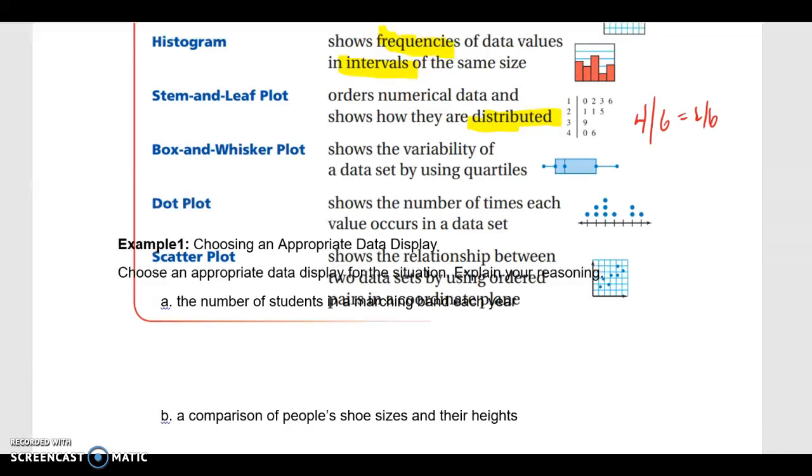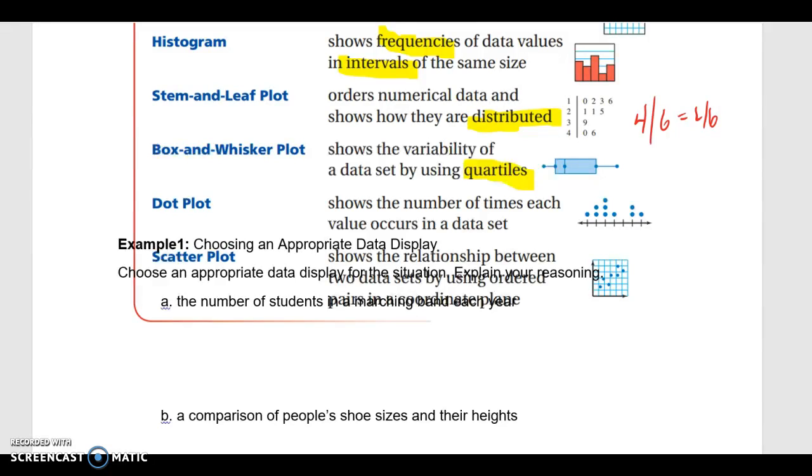Next we have our box and whisker plot, and that is used to show variability of data. You want to organize into quartiles, so into fourths. So it separates into a lower quartile, so first quartile, a second quartile, a third quartile, and a fourth quartile. This is called your box. These are called your whiskers on each end. And then each part of that graph represents 25% of the data.